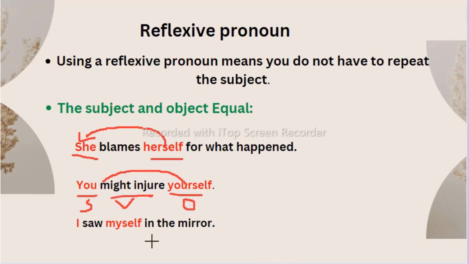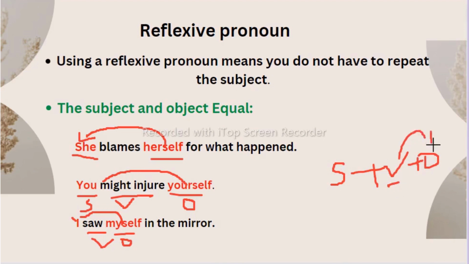I saw myself in the mirror. Here you can see this myself is the object of this verb and it is reflecting back to the subject. I saw myself in the mirror. So in the last video I told you the structure of the sentence, subject plus verb plus object. So verbs always take an object, and after verbs in every sentence, objects will follow. So this reflexive pronoun is the object of these verbs.